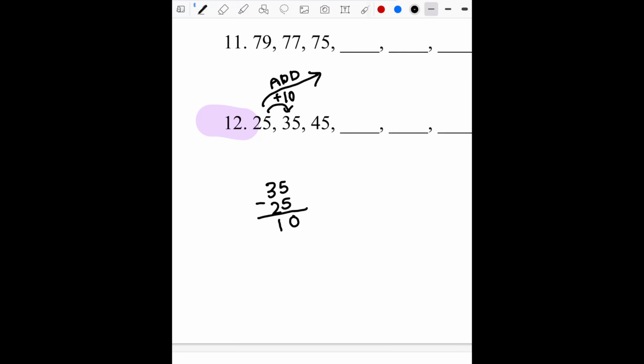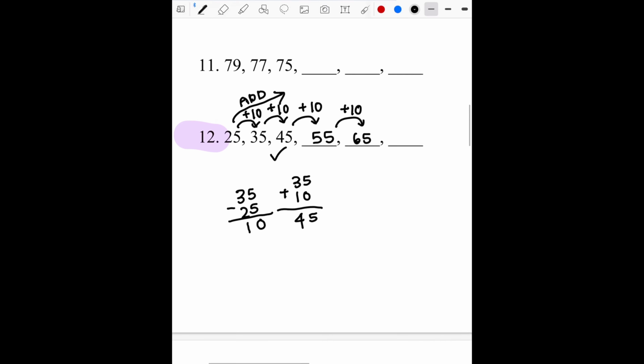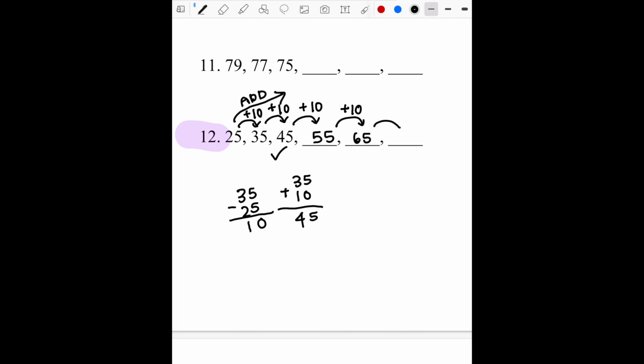Let's see if that rule still applies with the same numbers. So 35 plus 10. Let's see what that is. 5, 4, it's 45. So it matches up. So now we know that the pattern is adding by tens. So 45 plus 10 is 55. 55 plus 10 is 65. And the last number, 65 plus 10 is 75.